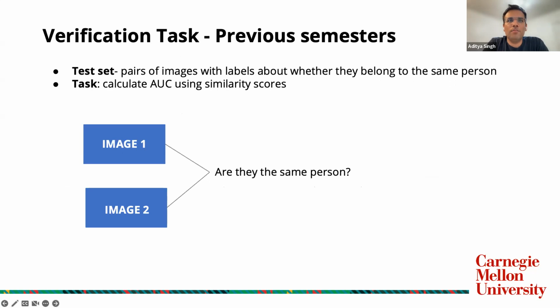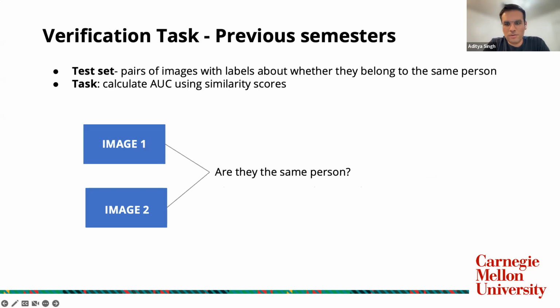Classification remains the same. It's the same test and training data set with 7,000 identities, but we have changed the verification task this semester from what it usually was in the previous semesters. And before we talk about what it is now, let's see what it was.